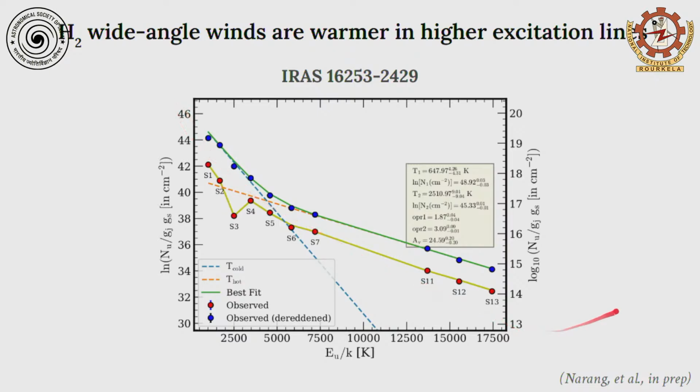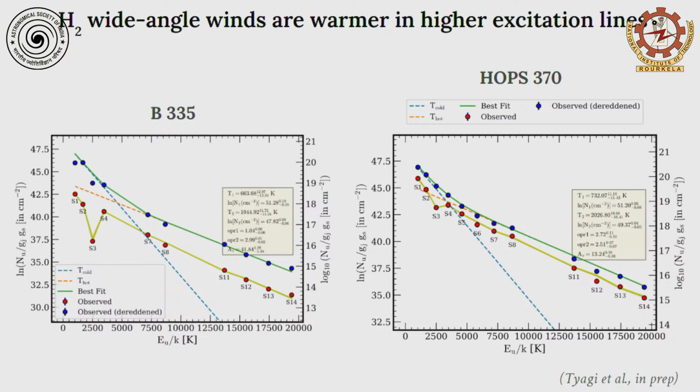We need two components to fit it. The low excitation molecular hydrogen lines are at a lower temperature, in the range of 600 to 1000 Kelvin, whereas the higher excitation hydrogen lines are at 2000 K. So the higher excitation lines are narrower, the wind geometry is narrower, but also warmer. The gas is also warmer. And the same we see in the other two sources.